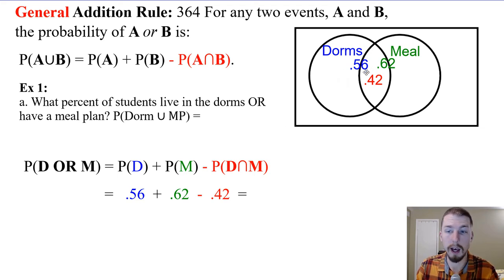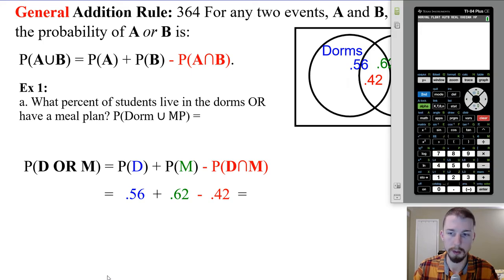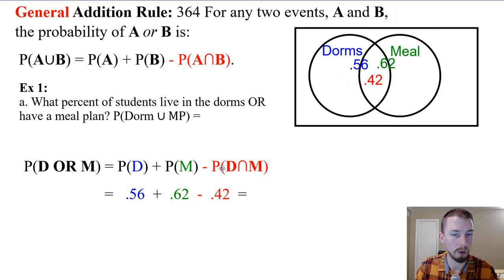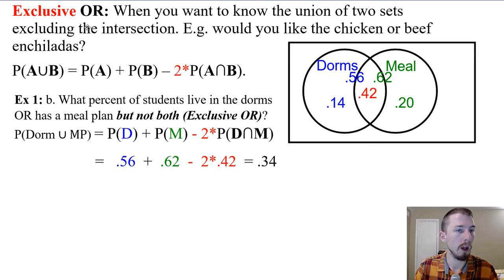So if we do that, let me grab the calculator real quick. I'll pull it up here. So we have 0.56 plus 0.62 minus the overlap, which is 0.42, which would be 76%. So we're saying that 76% of people lived in the dorms or had a meal plan. So anyway, 56% plus 62 minus the 42 would be 76% altogether. So pretty simple.